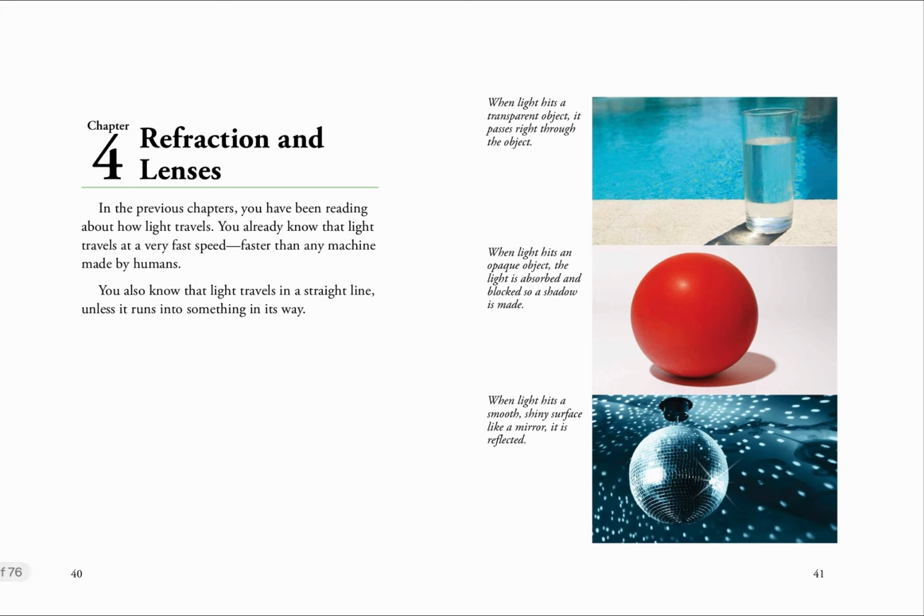Here we have a picture. When light hits a transparent object, it passes right through the object. When light hits an opaque object, the light is absorbed and blocked, so a shadow is made. When the light hits a smooth, shiny surface, like a mirror, it is reflected.